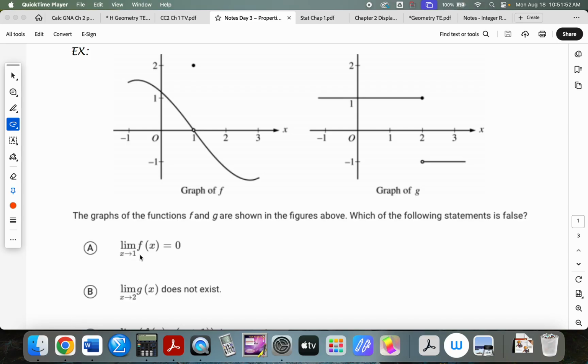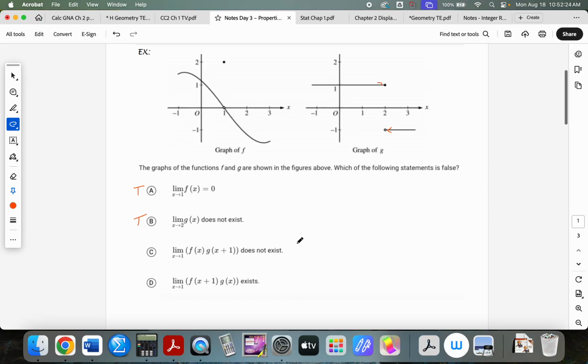So the limit as x approaches 1 of f of x is 0. True or false? That's true. Right? We don't care that the value of the function at 1 is 2. We only care what happens near x is 1. The limit as x approaches 2 of g of x does not exist. Well, we all agree with that because as we approach 2, the left and the right-hand limits do not agree with one another.